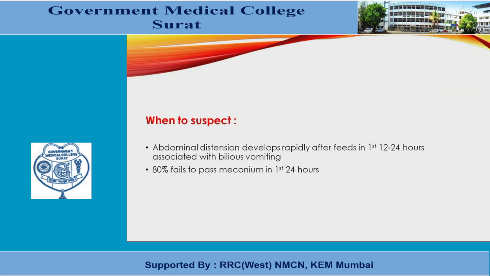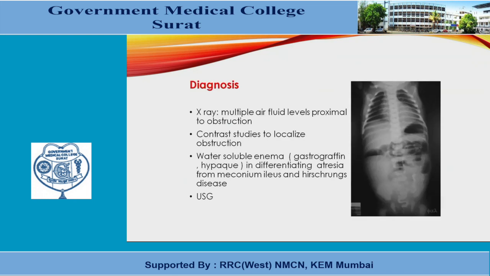How will they present? They will present with abdominal distension that develops rapidly after feeding in the first 12 to 24 hours, and with bilious vomiting. 80% fail to pass meconium in the first 24 hours of life. In diagnosis, in an X-ray abdomen standing, we can see multiple air fluid levels proximal to the obstruction, and a contrast study is needed to localize the obstruction.